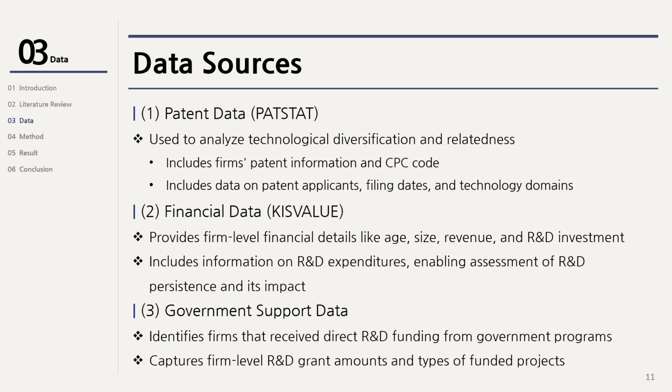Second one is Orbis. This data provides firm-level details such as size, age, revenue, profit margin, and R&D expenditure. Last one is government support data. This data identifies firms that receive direct R&D funding from government programs.